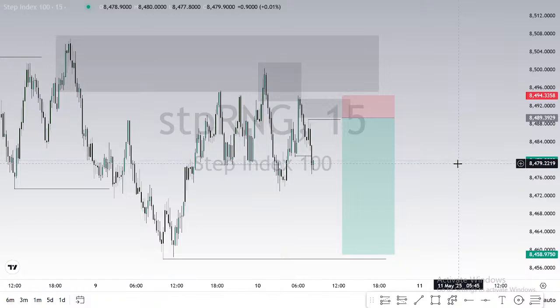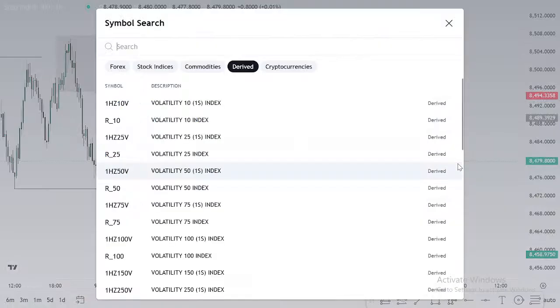So the most mentioned for synthetic indices right now is volatility 15 1s. So that is exactly what I am going to be going into right now.